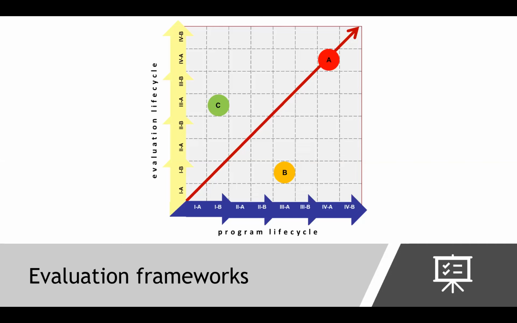And similarly, the evaluation is in stage 4A, which is very focused on impacts, usually using a control group or a comparison group. So it produces a relatively robust evidence base for that program, and it's all good because it's well aligned. But if you look at program B, it's a program that's been around for a while, maybe a couple of years. It's been offered in a few different contexts.